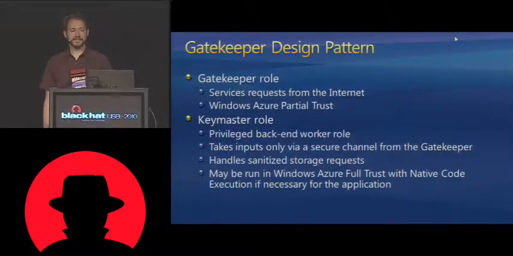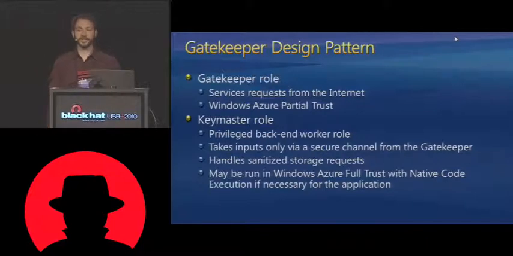So by separating these things into a privileged backend worker role and another role which services requests from the internet, we get the same sorts of things you would get with a multi-tier application in a data center. Your backend takes inputs only via a secure channel from the gatekeeper, and it handles sanitized storage requests. Ideally, it will also do some checking, because if someone fully compromised the front-end web role, they could be sending malicious requests back through. So you've got two layers of checking. However, there's very little interface to this. All you can do is send your storage requests to it. As a result, you can only do data operations that are intended for the app.